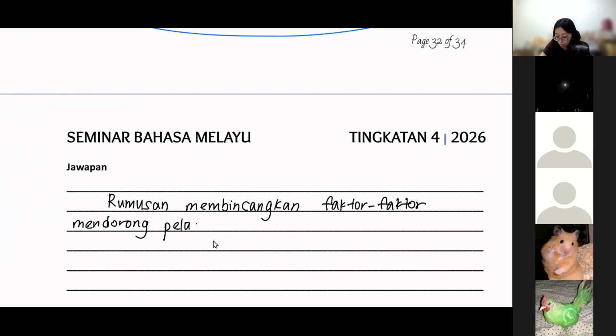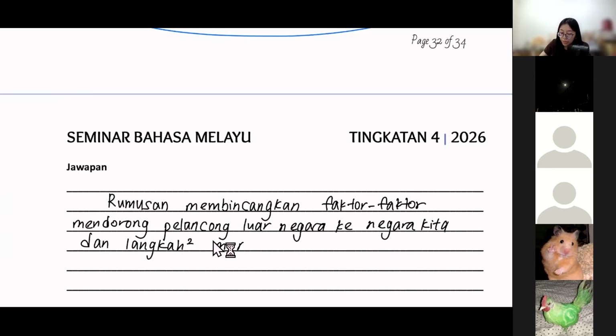pelancong luar negara ke negara kita dan langkah-langkah. Same thing, also two langkah because you are telling more than one langkah. Memajukan sektor pelancongan.